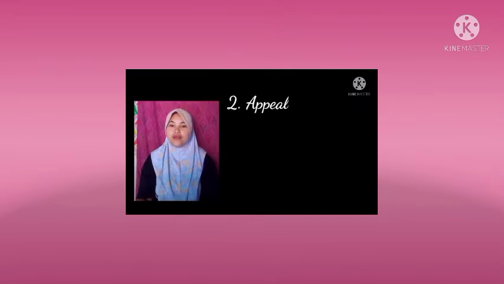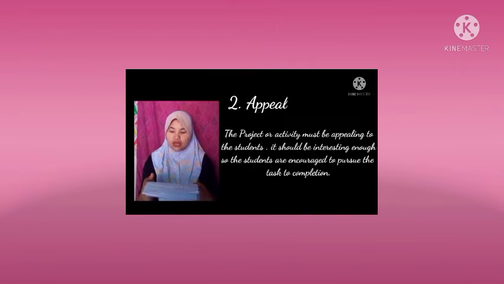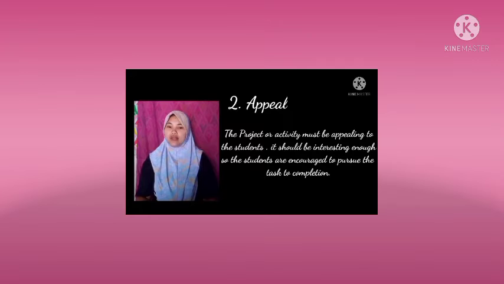Number 2 is feel. The project or activity must be appealing to the student. It should be interesting enough so that the students are encouraged to pursue the task to completion. So, for example, as a teacher, you make a project very appealing to the students, so they feel enthusiastic, or you give them an interesting topic or activity.